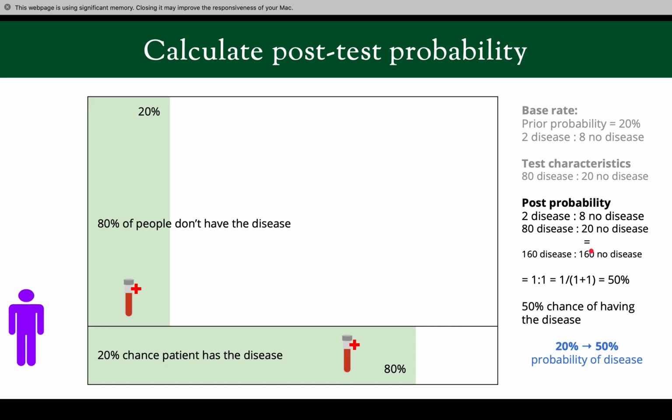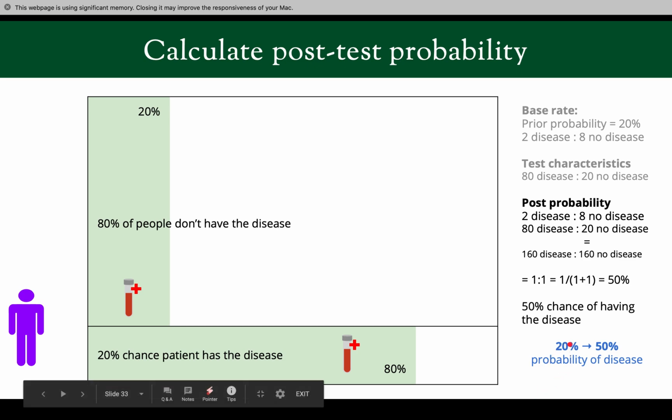So if you then do the math, you have 160 to 160, so that's a 1-to-1 ratio, which comes out to 50%. So what that means now is our patient with a positive test has a 50% chance of having this disease, right? We raised our probability from 20 to 50.